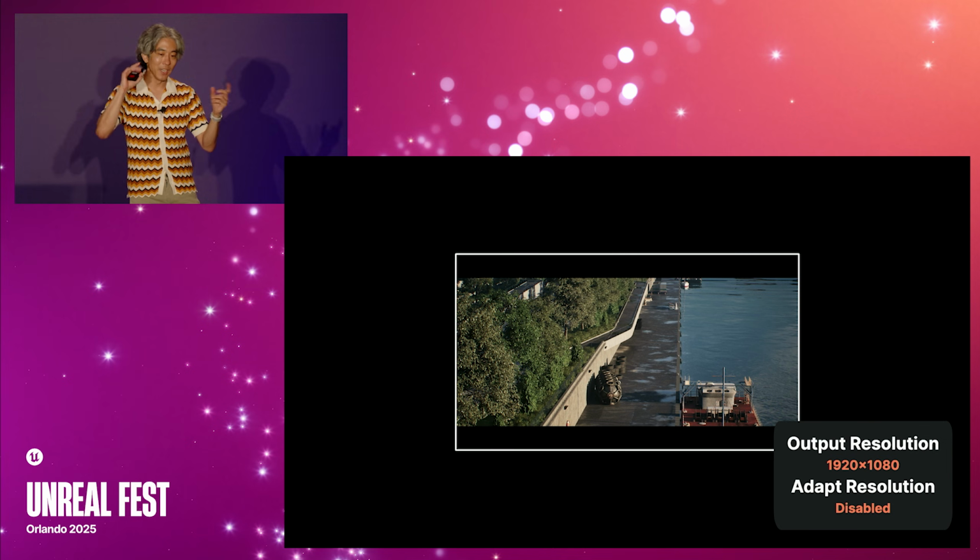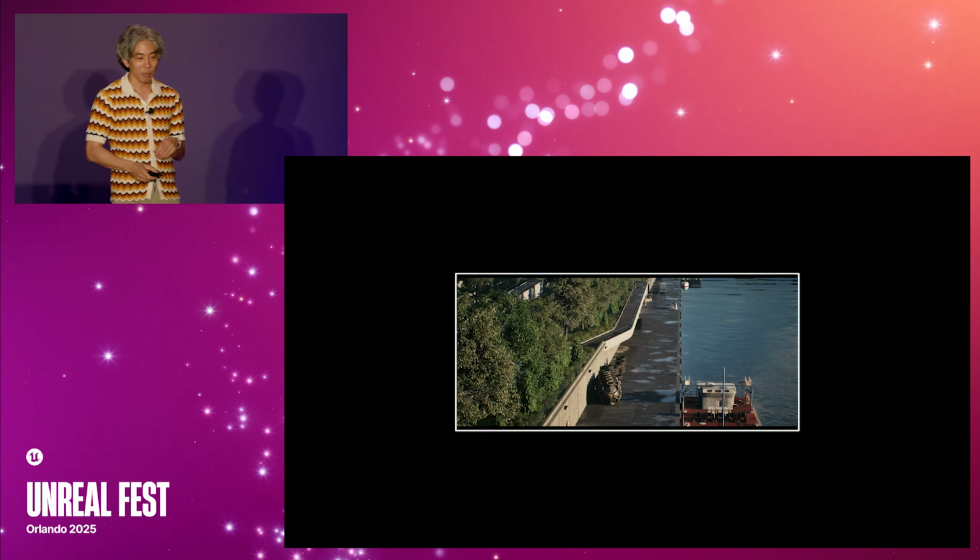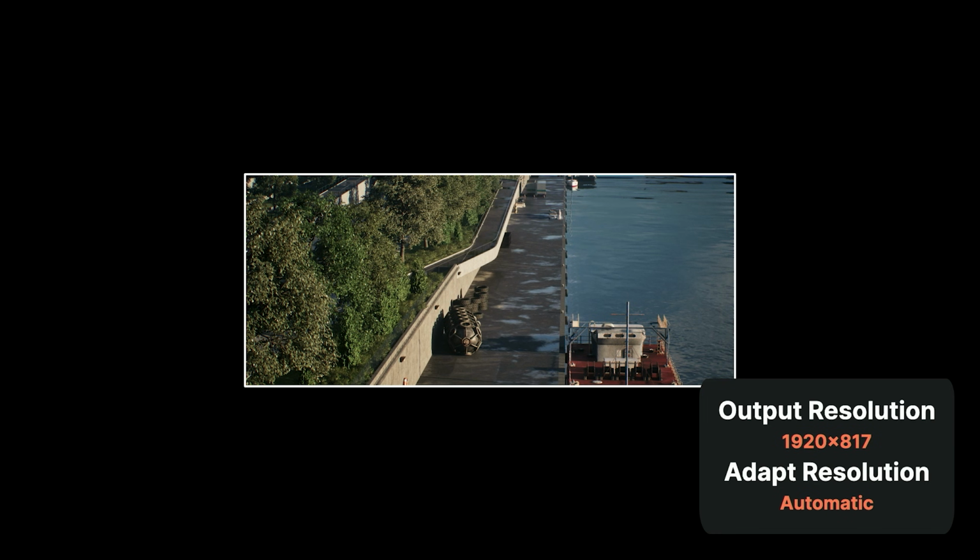I have to figure out what is it, 1920 by what is actually the number. And so adapt resolution allows you to do that without having to think about it, right? I don't have to get the calculator out to figure out that it was supposed to be 817 in this case, right? So automatic will just get rid of the letterbox and pillar box.